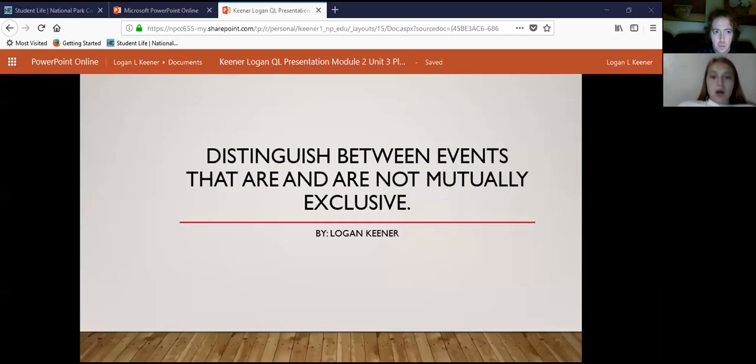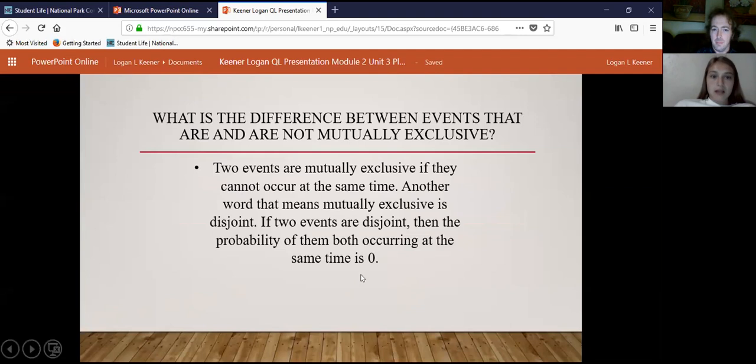I'm going to basically just be explaining the difference between an event that is and is not mutually exclusive. So, what is the difference between events that are and are not mutually exclusive? What I've come up with is that two events are mutually exclusive if they cannot occur at the same time.